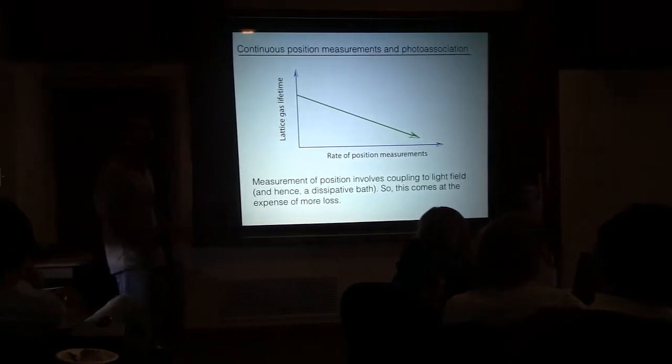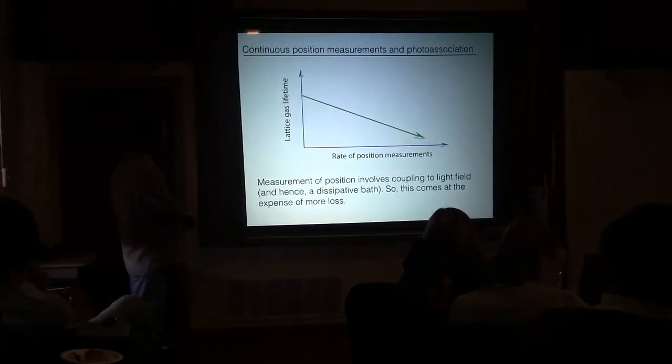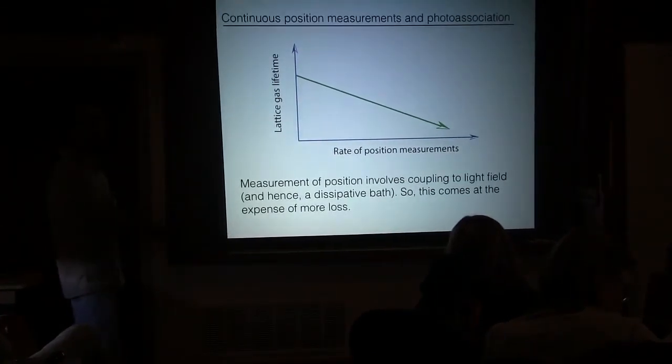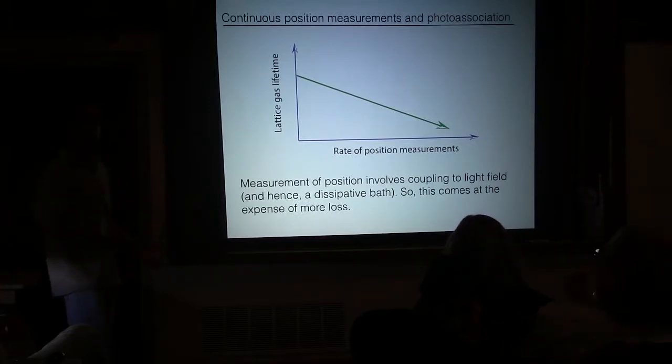And in a sense, you say, well, that makes sense because I'm extracting position measurements that involves coupling the atoms to some light field, which is a source of dissipation. And so as I increase the rate of position measurements or the precision of the position measurements, I expect to see more loss.